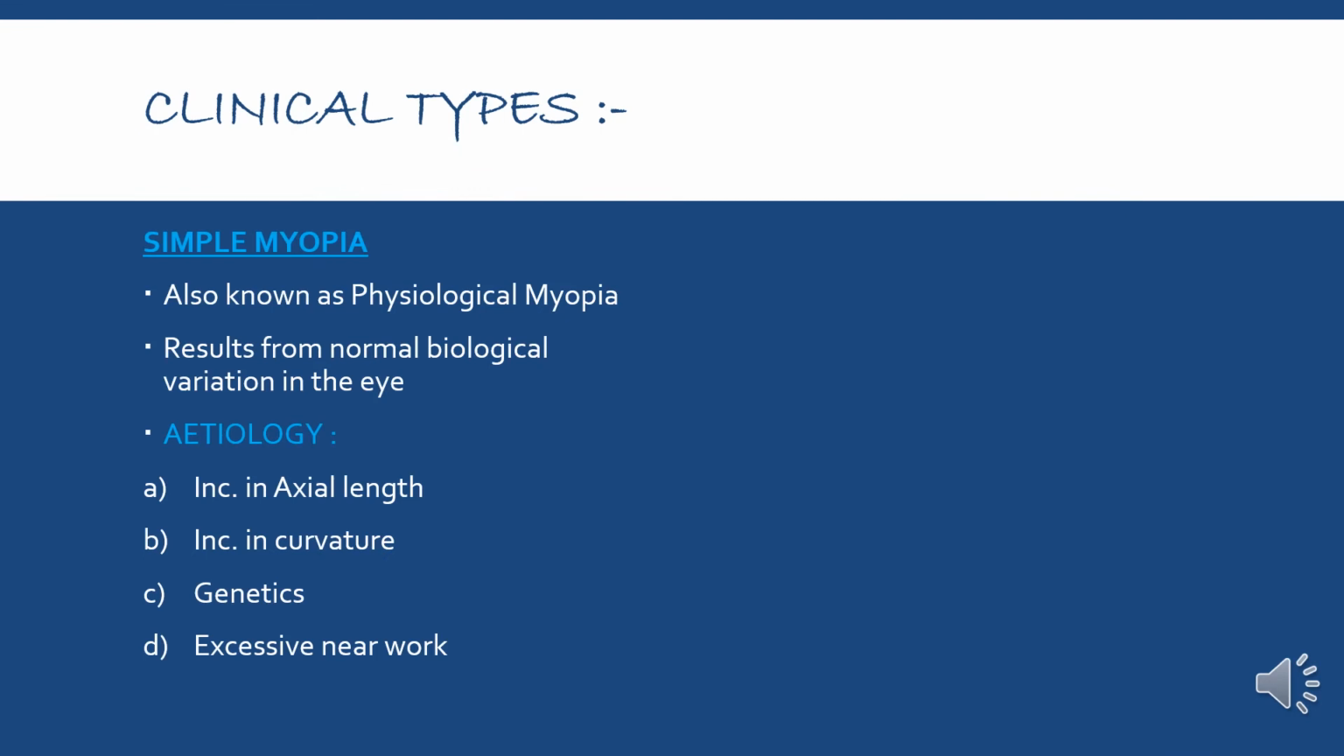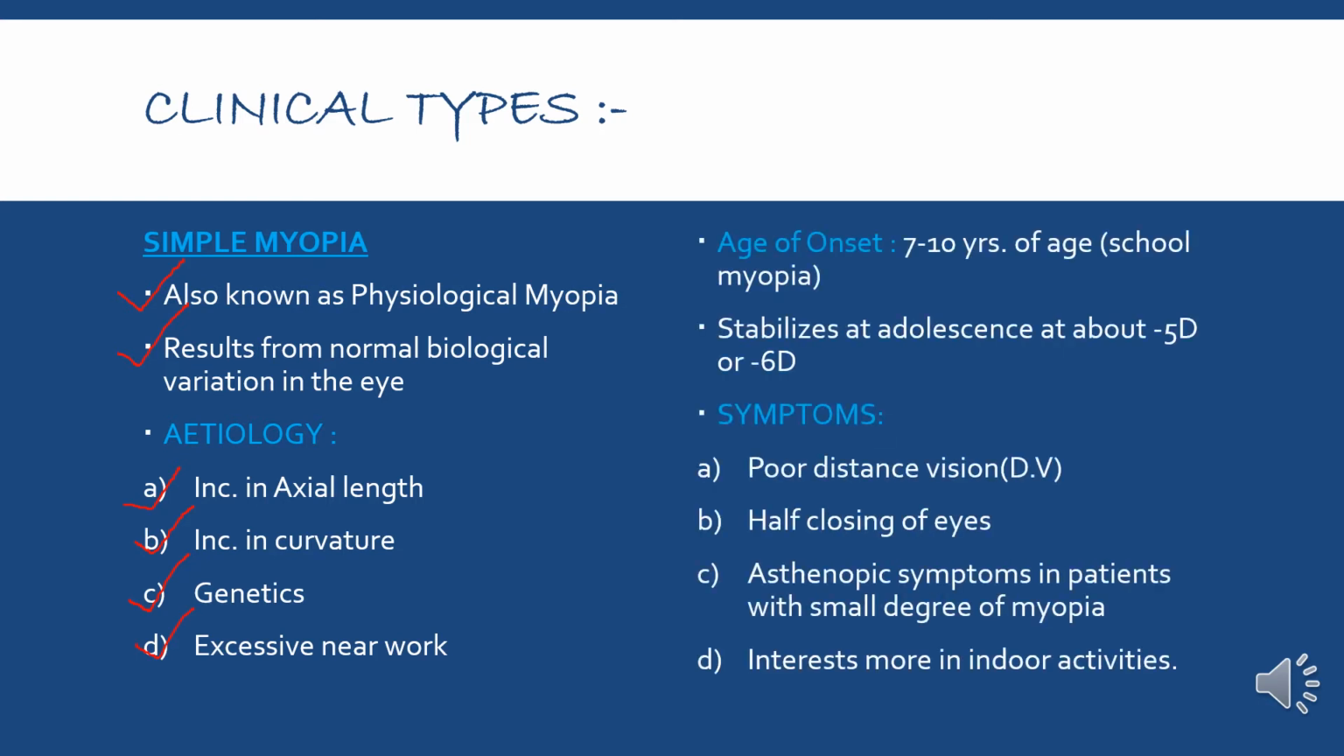Simple myopia. This is also known as physiological myopia as it results from normal biological variations in the eye. The variations are increase in axial length and increase in curvature. The other causes of simple myopia are genetics and excessive near work. Regarding genetics, a child whose both parents are myopic has a 20% chance of being myopic, as compared to one with one myopic parent, that is 10%, or no myopic parent, that is 5%.